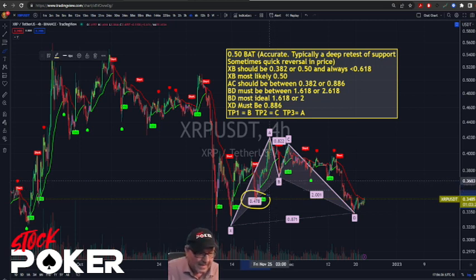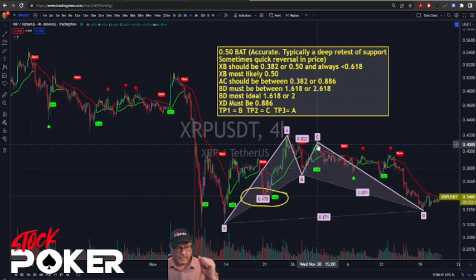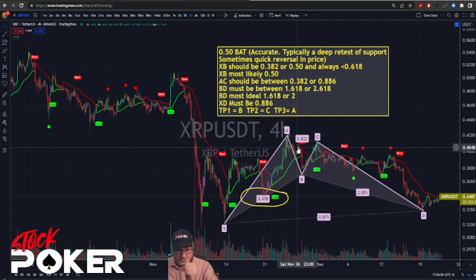Now, the AC should be between 0.382 and 0.886. And again, the same rules apply. 0.382 here would be good. 0.886 would be good. It does not have to be. It could be anywhere in between those. And again, we've said it before. If it is between those, it's better if it hits on one of those Fibonacci levels, like a 0.5 or 0.618, 0.786. Here we got 0.882. I mean, it's between the 0.382 and the 0.886, so I'll take it.